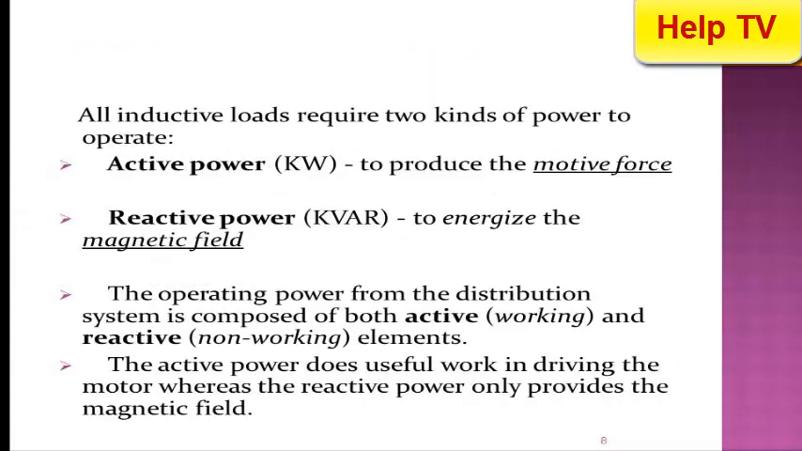All inductive loads require two kinds of power to operate: active power, kW, to produce the motive force; and reactive power, KVAR, to energize the magnetic field. The operating power from the distribution system is composed of both active, working, and reactive, non-working, elements. The active power does useful work in driving the motor, whereas the reactive power only provides the magnetic field.